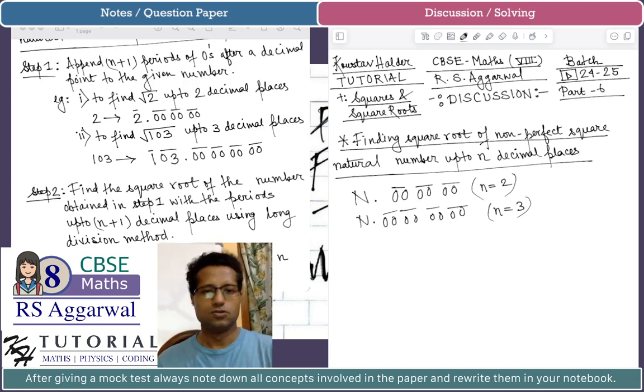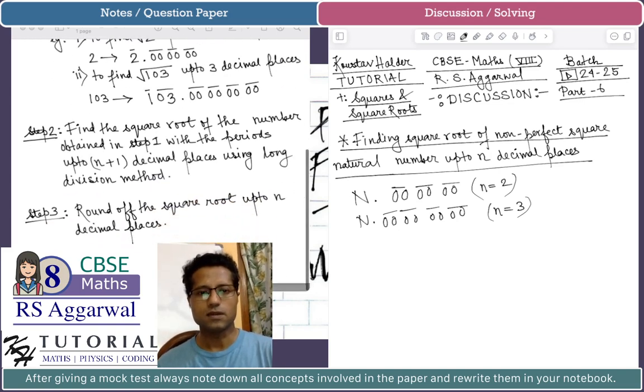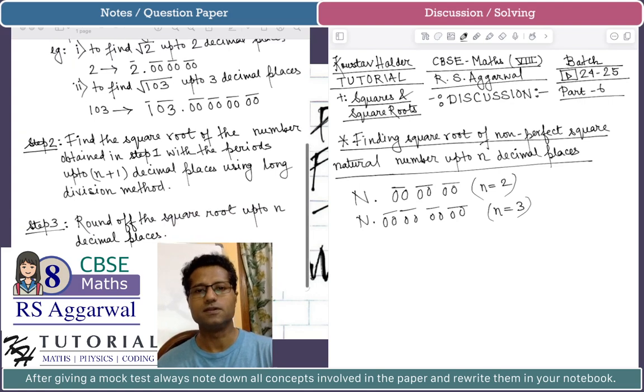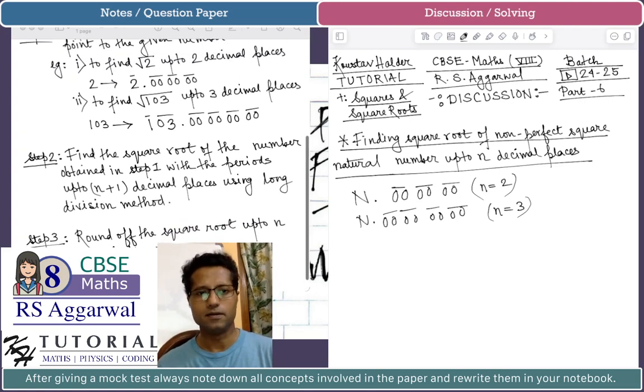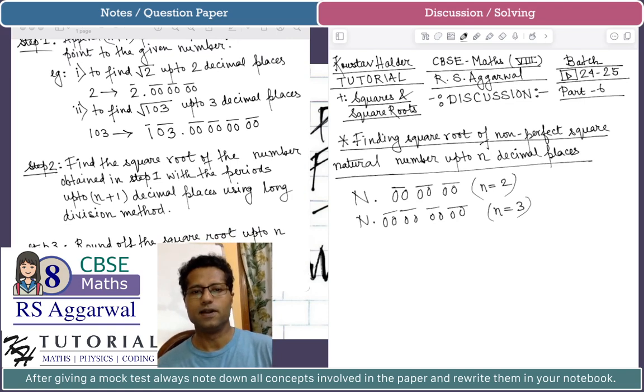Okay. So step 2 is that now we find the square root of whatever number we obtained in step 1. We find the square root of the number obtained in step 1 with the periods using the long division method.